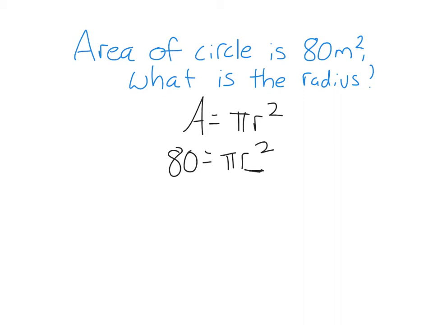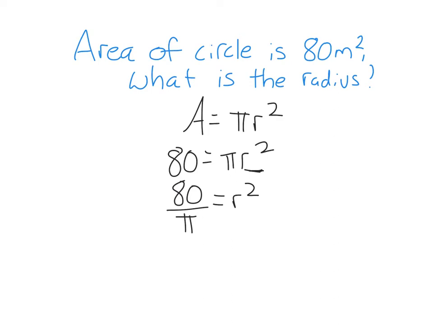Then I've times by pi, right? So to solve it, I need to not square root first. I divide by pi first. So 80 divided by pi, which is a little over 25. That's what r squared is.